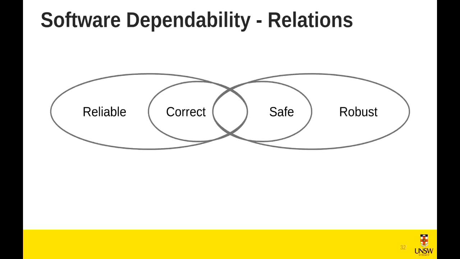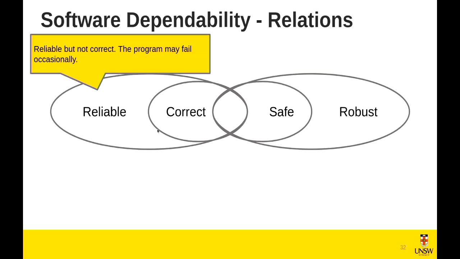And actually, these four concepts have relations, and this is how the relation looks. A software that is correct must be reliable. A software that is safe must be robust. And there are some overlappings and some intersections. So let's consider the situations one by one.